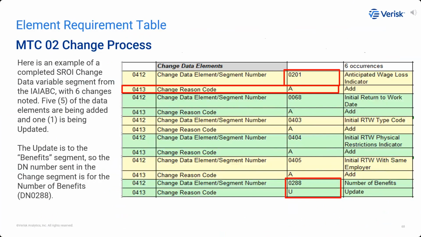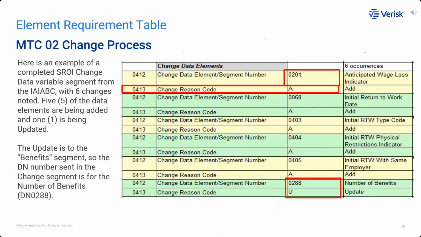Here's an example of a completed SROI change data variable segment from the IAIABC. The colors are used to help easily identify the different entries in the change variable segment for this slide. There are 6 noted. 5 of the data elements are being added with the change reason code of A, and 1 is being updated with the change reason code of U.